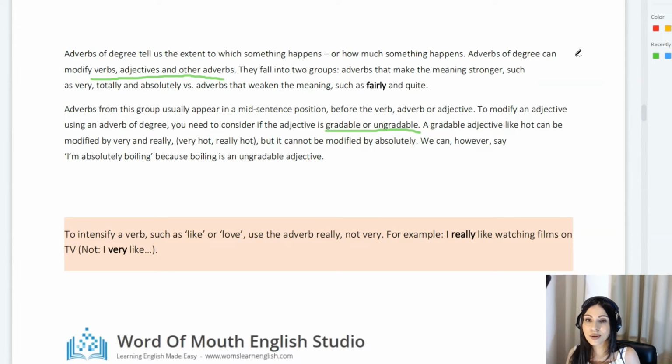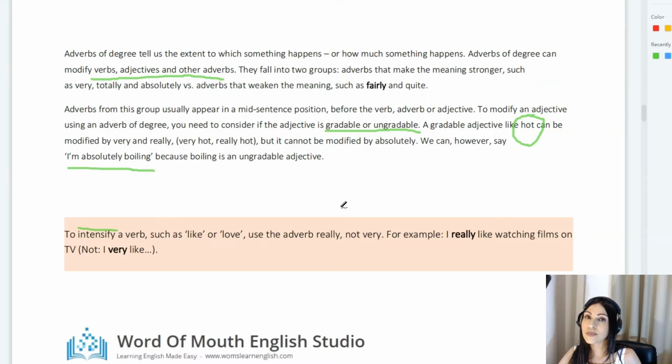degree. A gradable adjective, such as the adjective hot, can be modified with a very hot pan or a really hot pan, but it can't be modified with words like absolutely. We can't say it's absolutely hot. Okay, we can say it's terribly hot, but we can't use the word absolutely. So you can say I'm absolutely boiling, but that's because the word boiling is ungradable. So always learn the difference between gradable and non-gradable adjectives before deciding which adverb of degree to use.